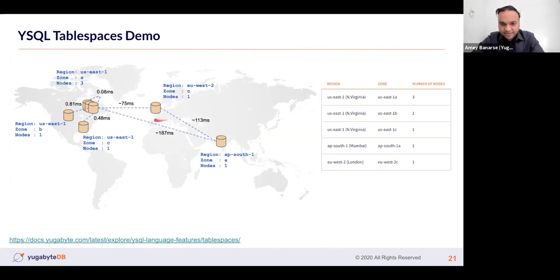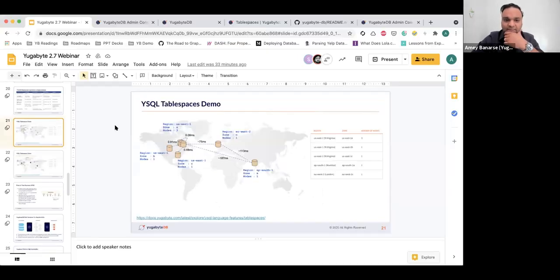We also have a second region that is essentially in US East 2. The latency between US East 1 and EU West 2 is usually 75 to 80 milliseconds in Amazon's case. Then we have AP South as well, wherein the latency sometimes touches close to 187, 188 milliseconds. And routinely we look at 113 milliseconds between Europe and Asia.